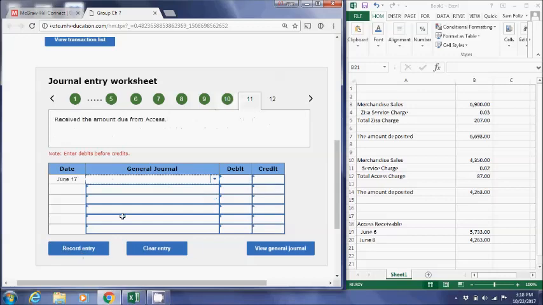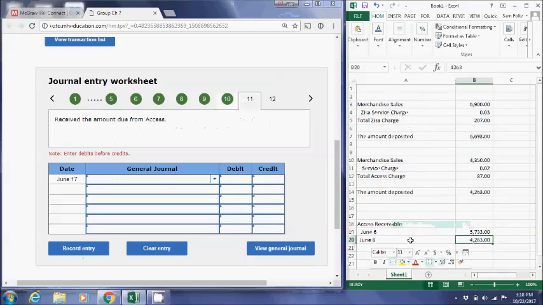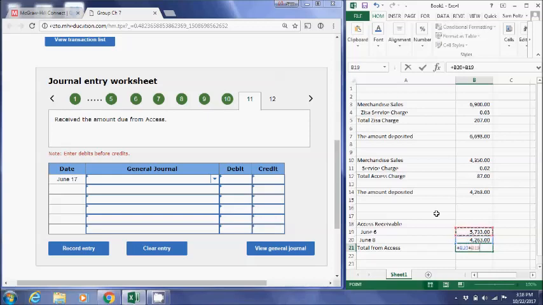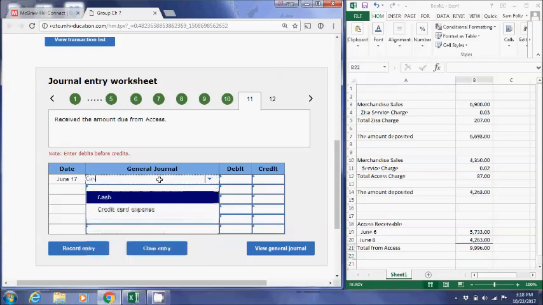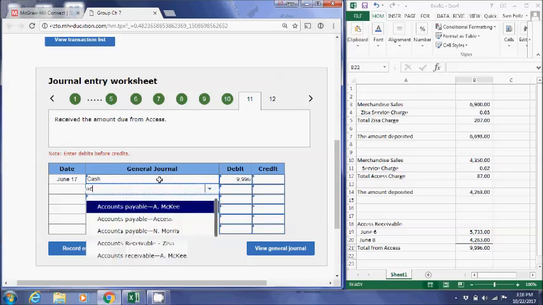All right, we get to June 17th, and it says, how much did you get from Access? Well, then I want to go ahead and total this up. So total from Access, and we'll go ahead and sum this. $9,996. That's what we received. It's cash. We don't have to worry about the service charge. We already did that. $9,996 is how much we received, and Access no longer owes that to us.